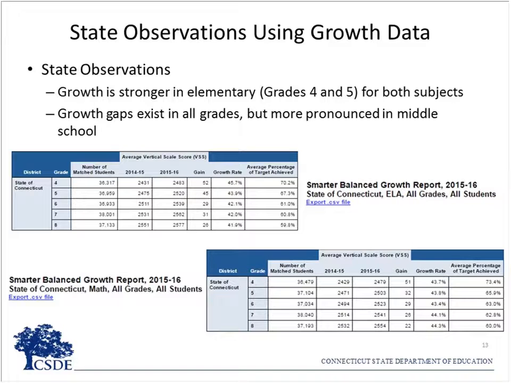So I just wanted to share with you now some of the observations from the state perspective when we released these growth results in December, and what were some of our key takeaways at the state level. There are many more things that you can dig into at your district and school levels. At the state level, we noticed that growth was stronger in the elementary grades, 3 to 4 and 4 to 5 for both subjects.